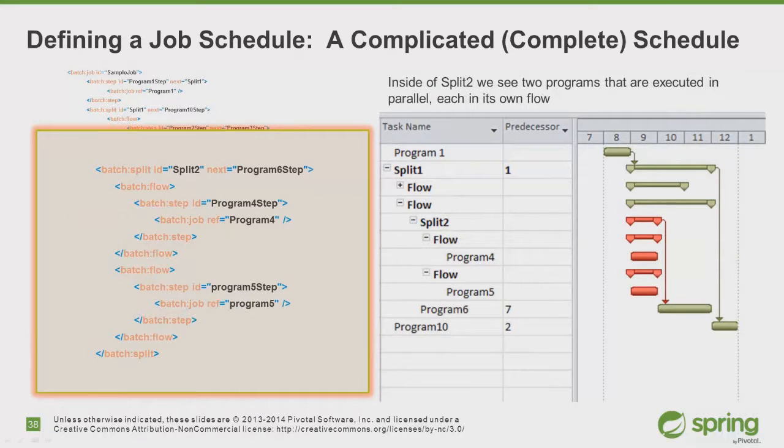When we drill in just a little bit further into split 2, we see split 2 is made up of 2 flows. The first flow runs program 4, and the second flow runs program 5. When both of those are through, split 2 is considered to be complete, and split 2 is then followed by program 6 step, which runs program 6. Okay, you can see that on the first line in the highlighted XML. Batch colon split ID equals split 2, next program 6 step.